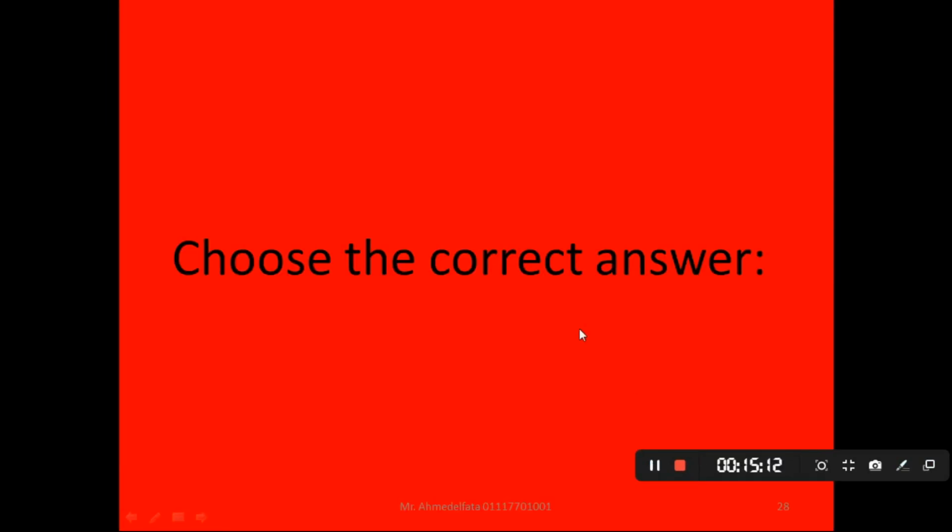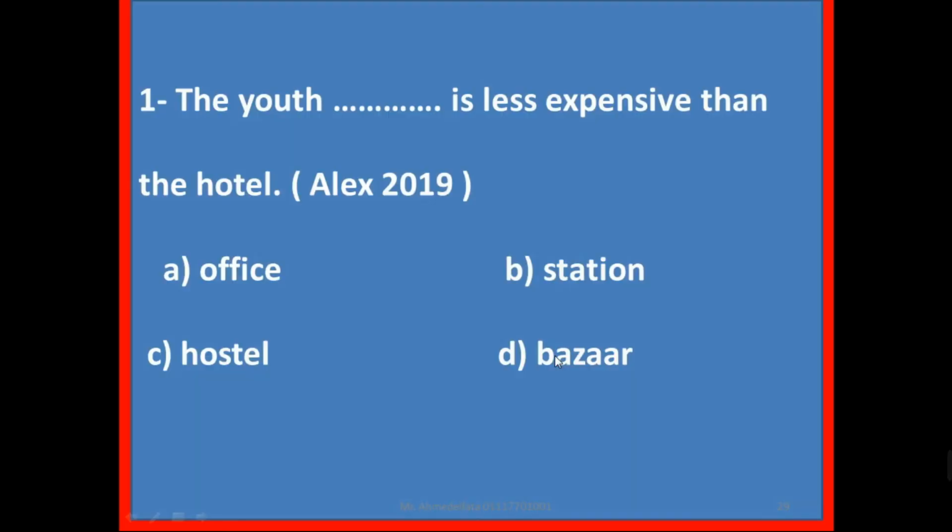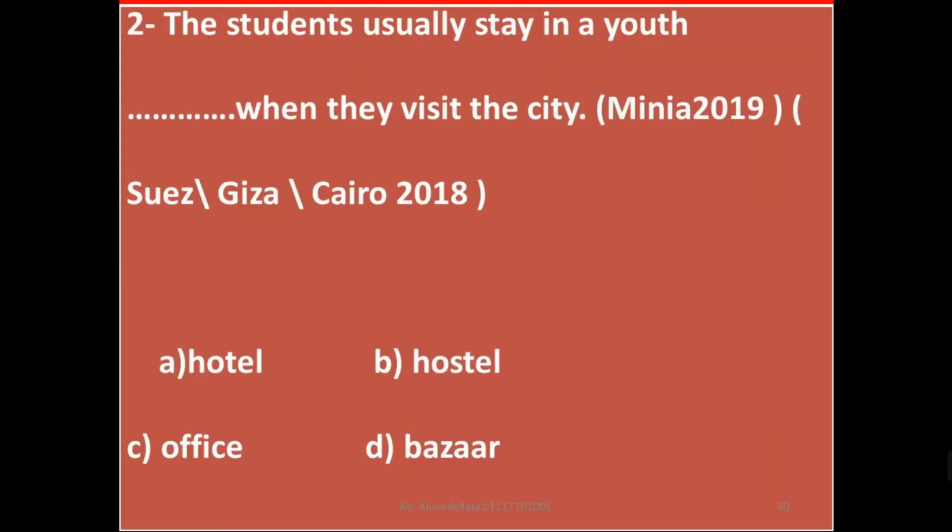After that, the exercise: choose the correct answer. Number 1. The youth space is less expensive than the hotel. Office, station, hostel, bazaar. Of course, the youth hostel is less expensive than the hotel.